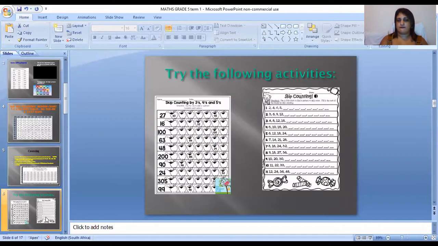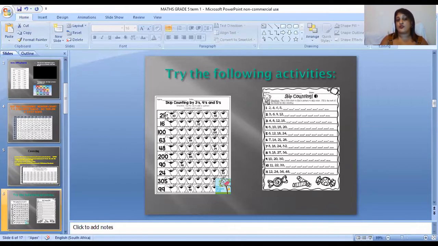Now let's look at this. These are other ways of counting. Here we're counting in 3s, 4s, and 5s. For example, the first one. Look at the number, whether it's going up or down. 27 to 30 is going up. 30 minus 27 gives me 3. So the difference here is 3.